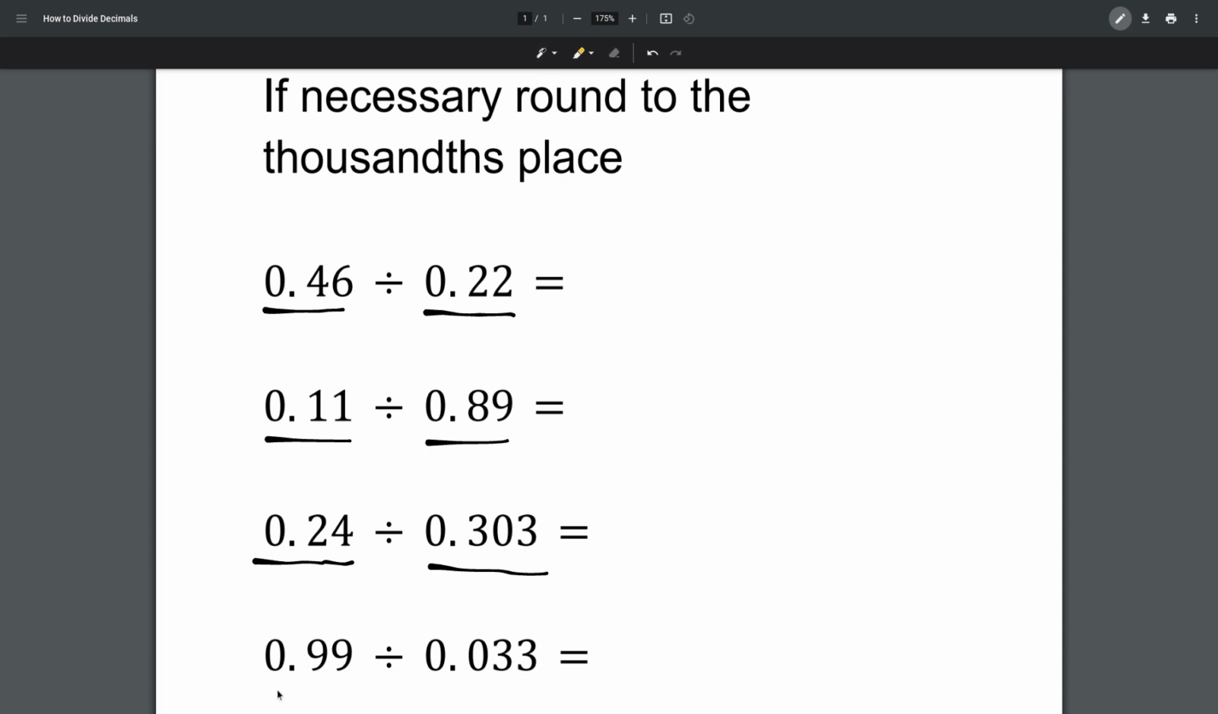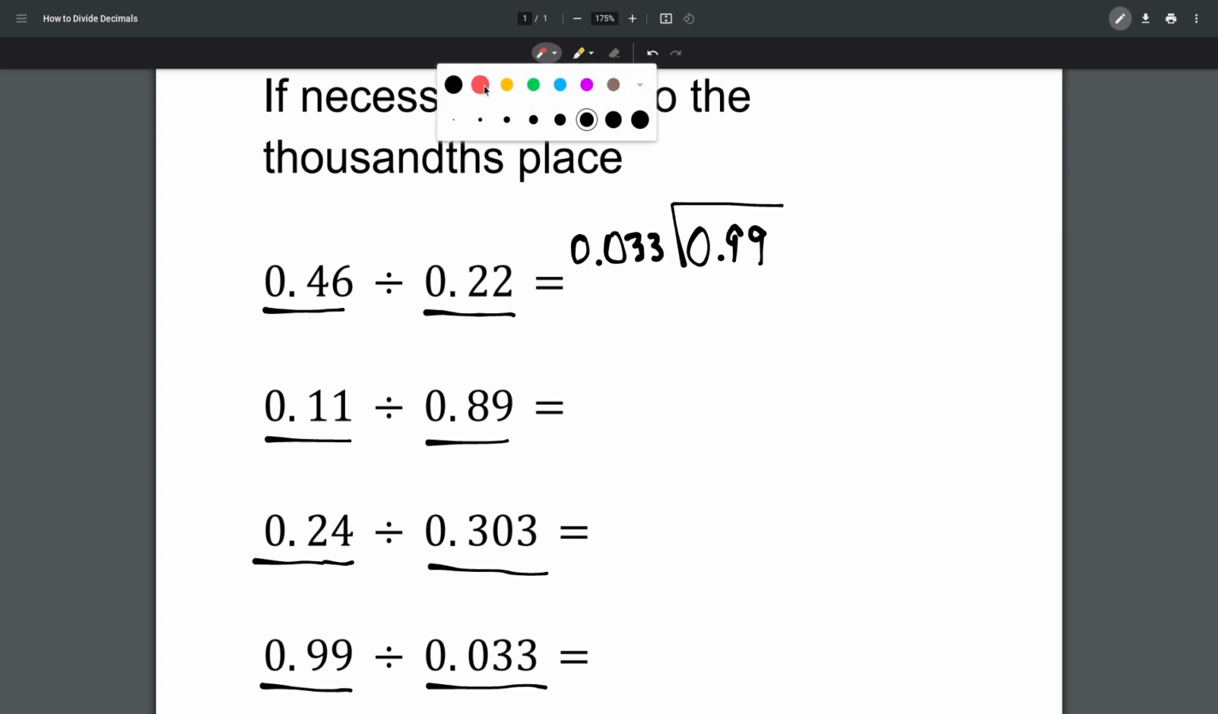All right, let's not be silly with the last one. So we have 0.99 divided by 0.033. So I'm going to do 0.99. We're dividing by 0.033. So hopefully I have enough room now. Okay, we take this and we're going to move the decimal point 3 places. So we're going to go 1, 2, 3. We're going to have to add a 0. There. And we'll put our decimal point here.